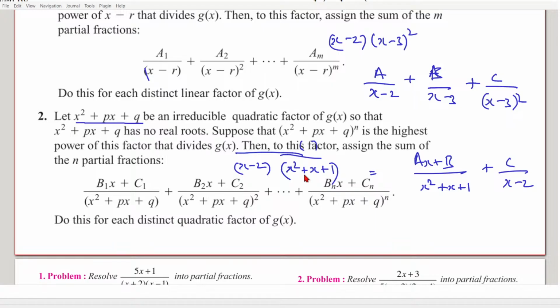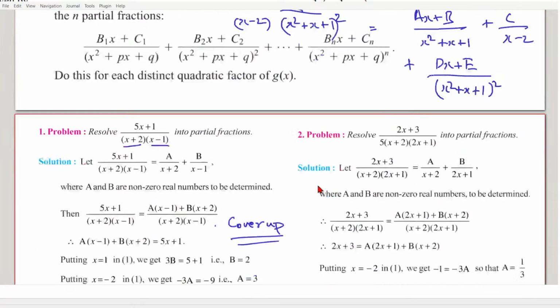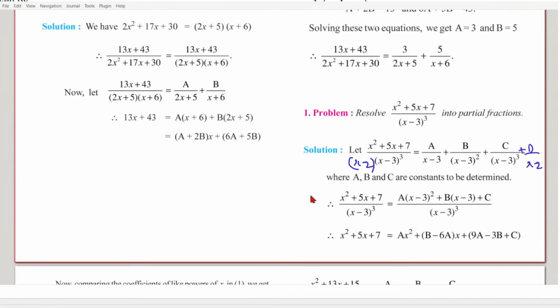Now let's say you have this square. What does that mean? One more factor you will add, plus bx plus e by x square plus x plus 1, this whole also squared. Same as what we have done for linear, we will do for quadratic also. But for linear, it was only A, B, C. For each quadratic, it is of the format ax plus b. So this is how you will break quadratic.